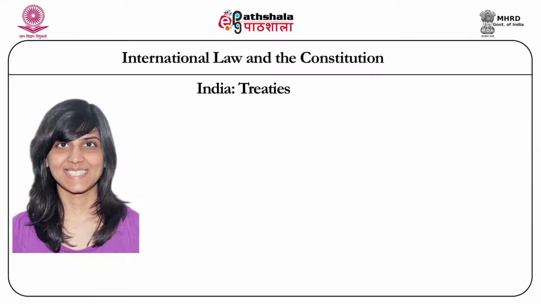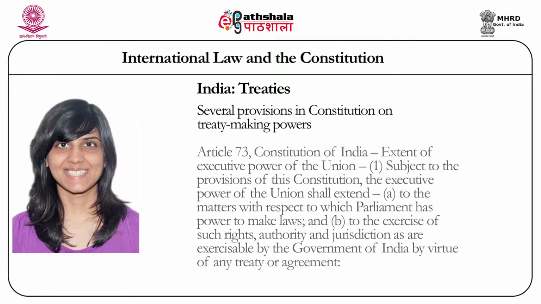Let's take a look at the provisions in the Constitution of India which focus on treaty-making powers of the Government of India. Clause 1 of Article 73 of the Constitution reads, "Subject to the provisions of this Constitution, the executive power of the Union shall extend a. to the matters with respect to which Parliament has the power to make laws, and b. to the exercise of such rights, authority, and jurisdiction as are exercisable by the Government of India by virtue of any treaty or agreement." What are the matters with respect to which Parliament has the power to make laws?